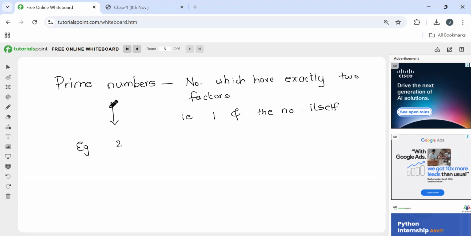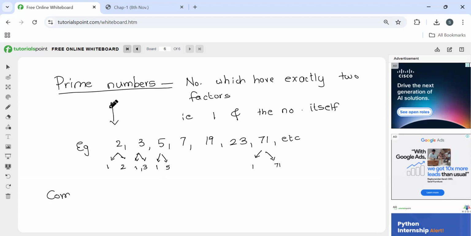Examples: 2, 3, 5, 7, 19, 23, 71, etc. If you check, all these numbers have only two numbers as their factors. 2 has 1 and 2, 3 has 1 and 3, 5 has 1 and 5, 71 has 1 and 71. You cannot find any other factors for these numbers. Those types of numbers are called prime numbers.